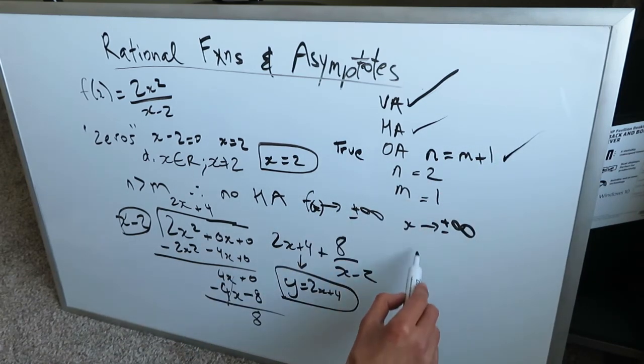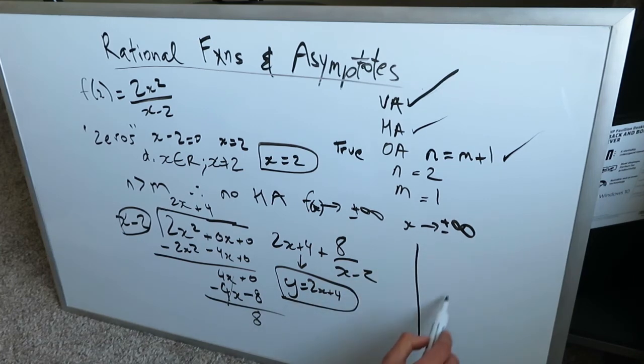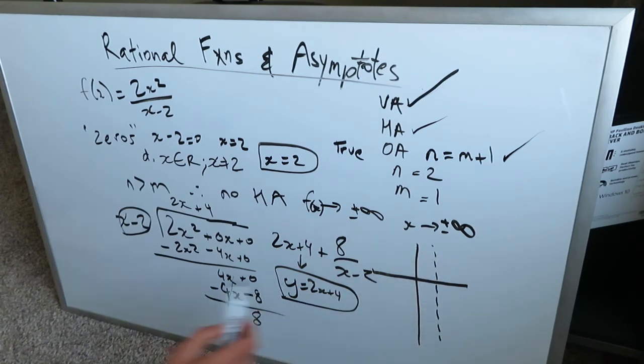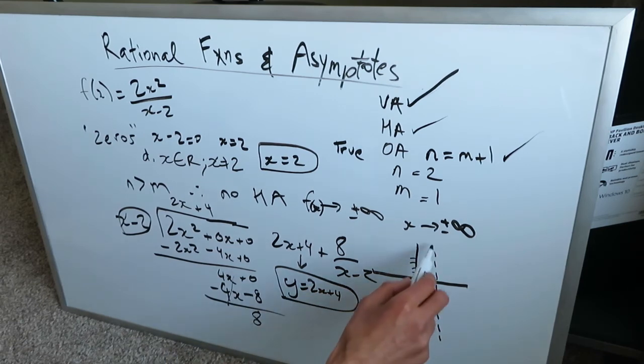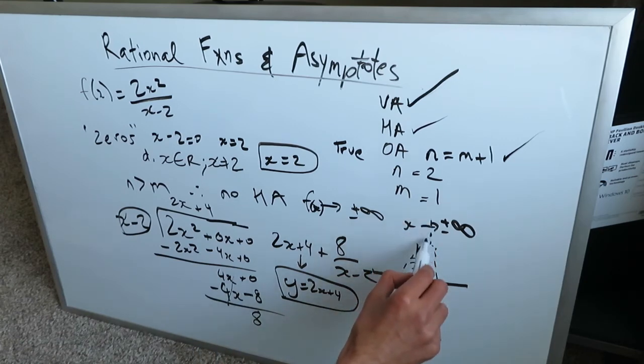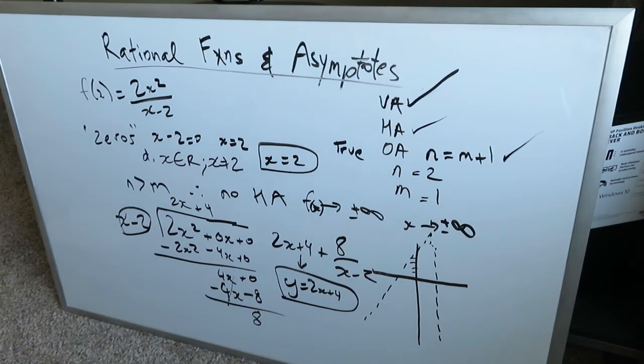And if you were to graph something like this, let's do a very quick graph. Let's draw our vertical asymptote. The vertical asymptote was x equals 2, right here, x equals 2. Let's draw an asymptote for 2x plus 4. It's a steep line moved up by 4 units. It'll probably be something like this. And we're going to be proceeding beyond the confines of this graph.